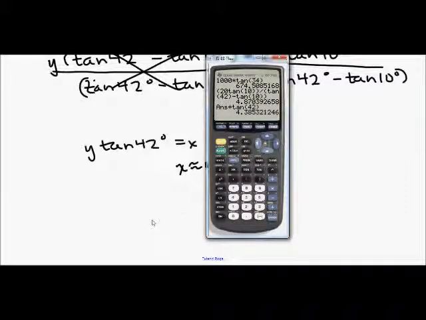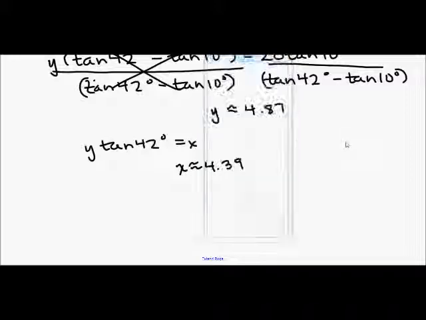The other thing you could have done here is said 4.87, which is what we got, times tan 42. And you would have gotten almost the same answer. It would have rounded to 3.8 instead of 3.9.